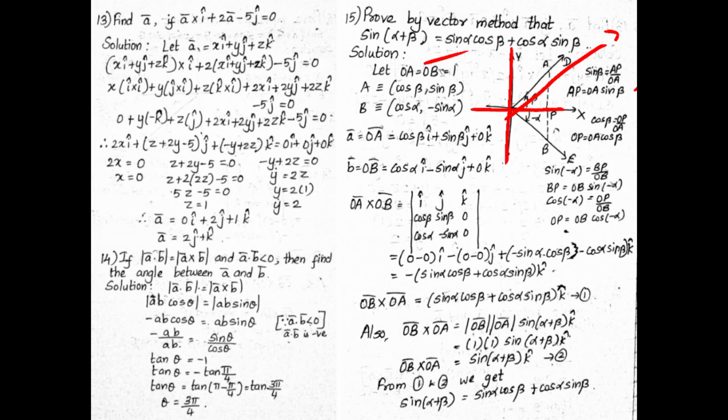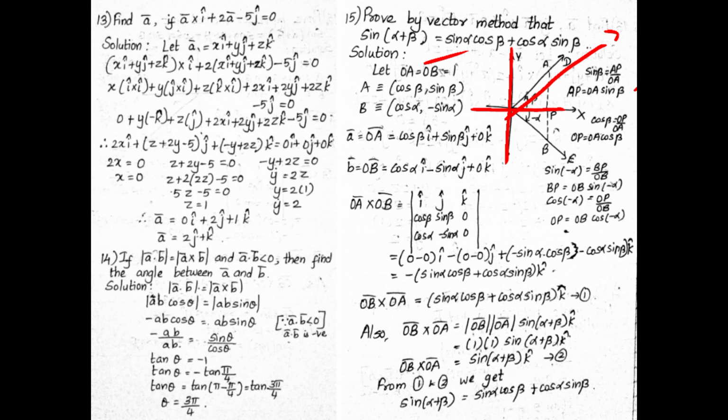Okay, how to find B? See, cos of alpha, sine of minus alpha, because the angle is in the clockwise direction, so alpha is minus. The angle between BOP is minus alpha. So sine of minus alpha is what? BP upon OB. Okay, so BP is equal to OB into sine of minus alpha.